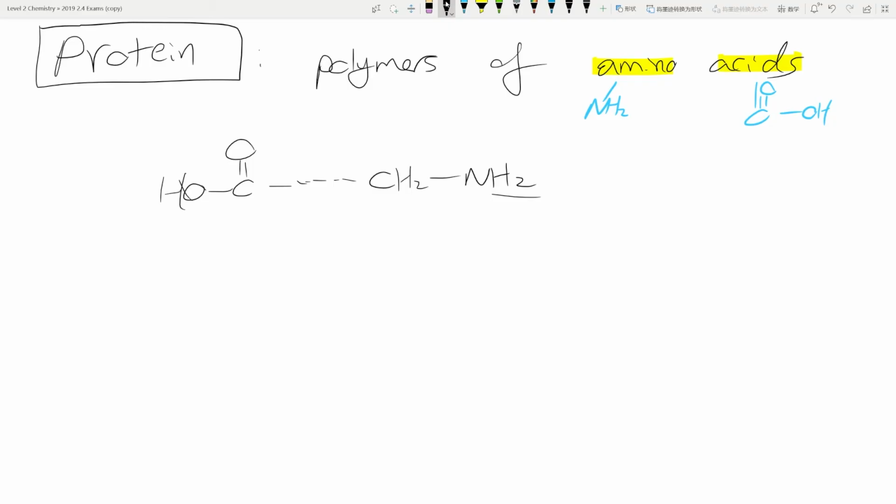You don't necessarily have to have two hydrogens. You can have a carbon, methyl groups, other stuff attached to the nitrogen, but it has to have the amino group on one end. So this is why this is called the amino acids. This is amino, this is acid.